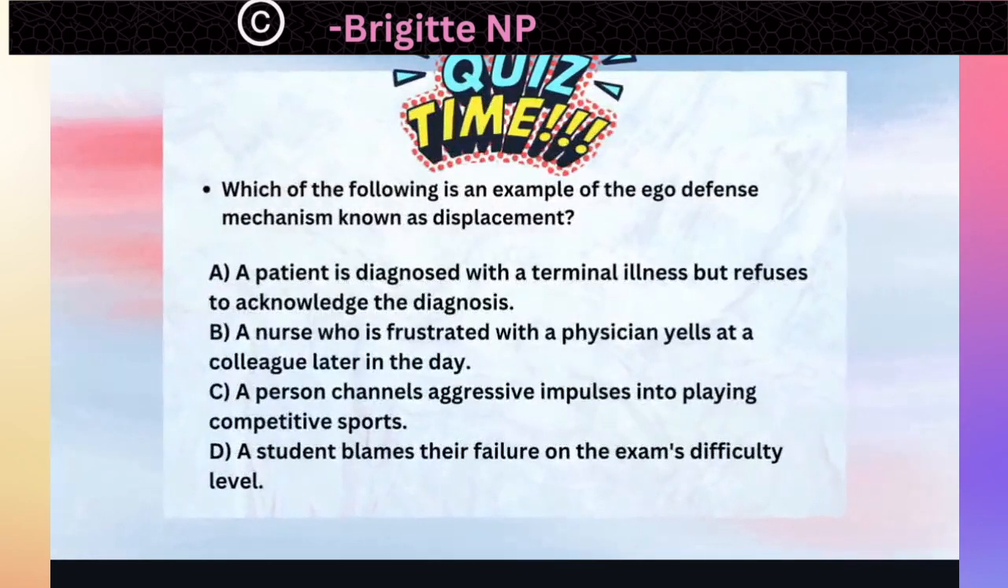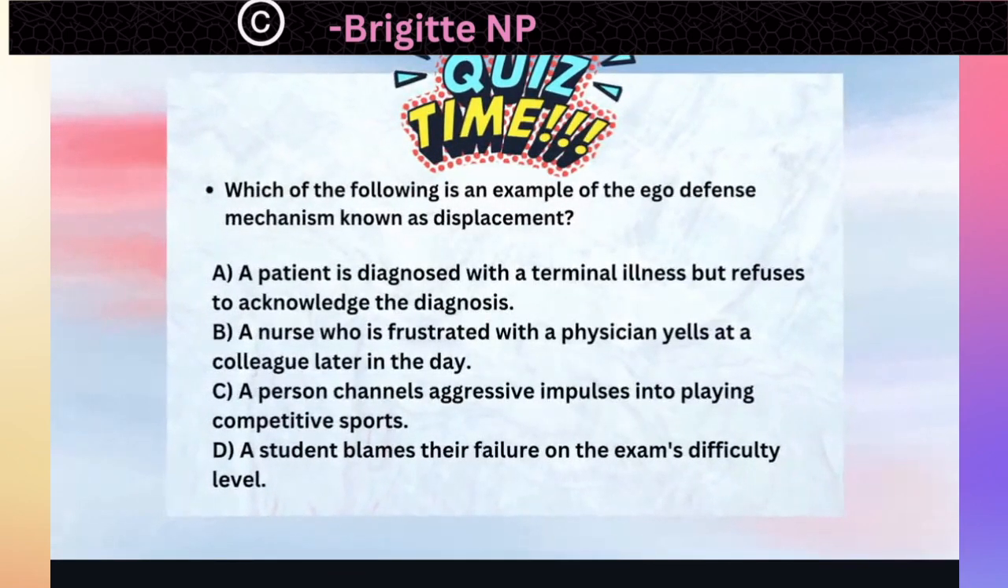Quiz time. Which of the following is an example of the ego defense mechanism known as displacement? Is it A, a patient is diagnosed with a terminal illness but refuses to acknowledge the diagnosis? B, a nurse who is frustrated with a physician yells at a colleague later in the day? C, a person channels aggressive impulses into playing competitive sports? Or D, a student blames their failure on the exam's difficulty level? Feel free to pause if you want to think about this more.